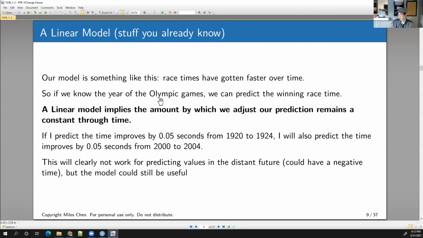So what we're going to do is fit a straight line model. The key idea of the linear model is that the change remains the same. From 1920 to 1924, let's say our prediction changes by 0.05 seconds. From the year 2000 to the year 2004, we're going to change that by 0.05 seconds as well. If you have a nonlinear model, it means over here you're going to change by 0.05 seconds, and then over here you're going to change by something else, 0.08 or 0.02 or something like that. A nonlinear model means it's different over here and it's different over here.